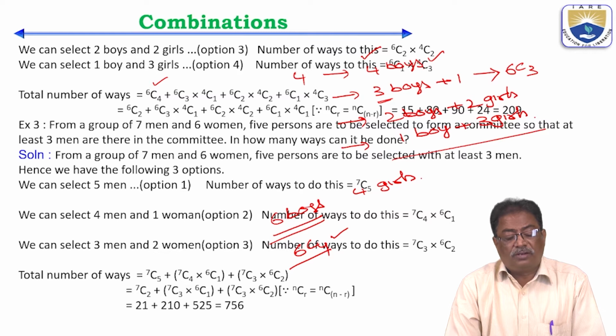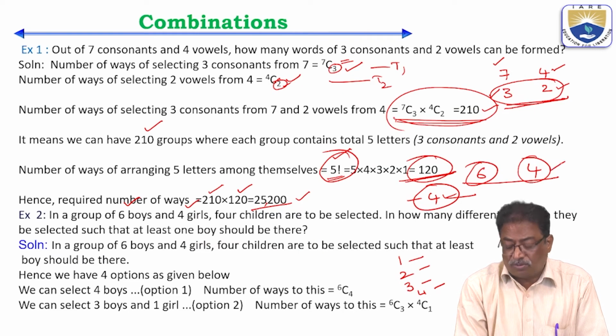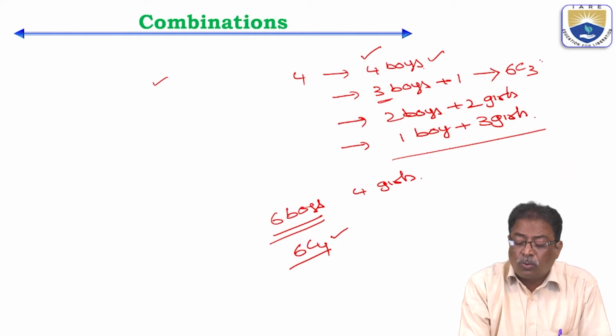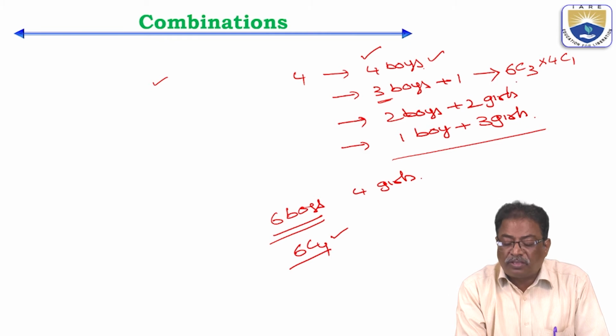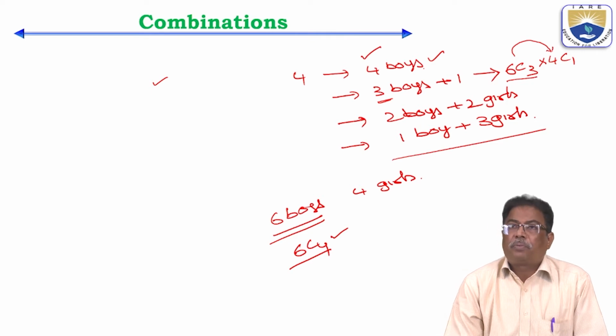One is going to be a girl. Out of how many girls are there? Only 4 girls are there. So then it is 4C1. So 3 boys are selected. This is one task. After that, we are going to select the girl. So that is the product rule.